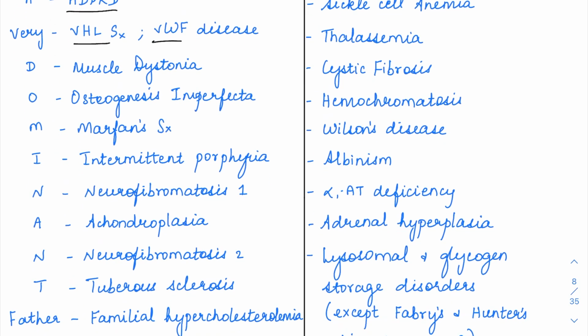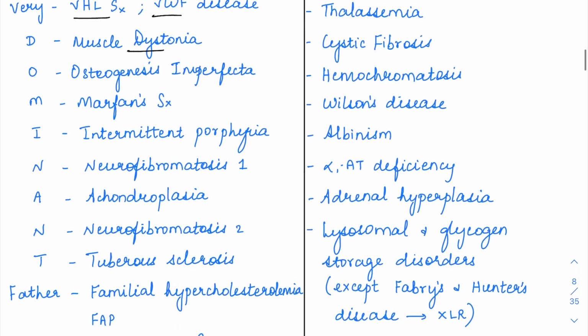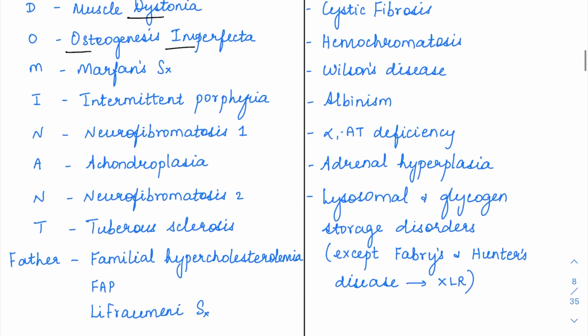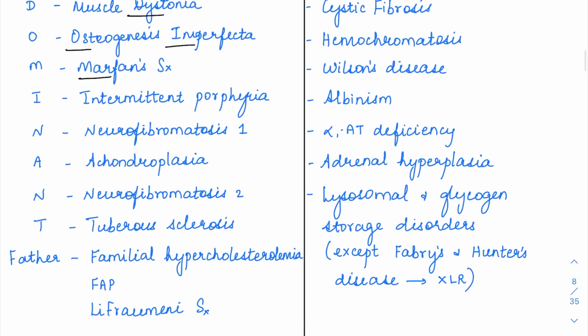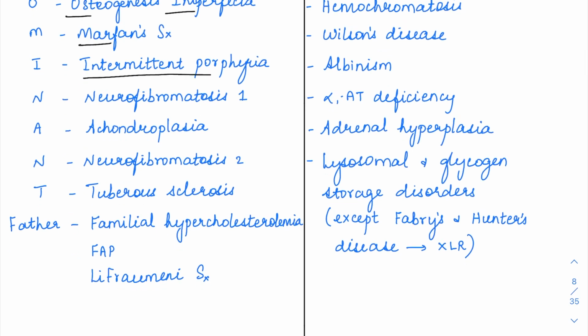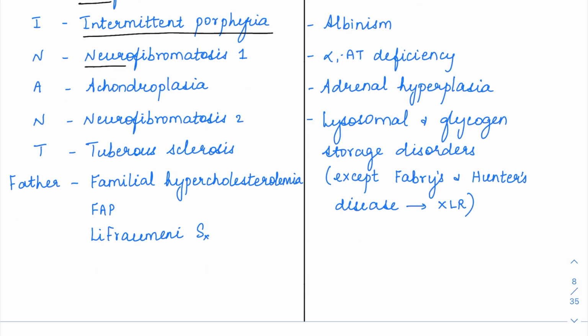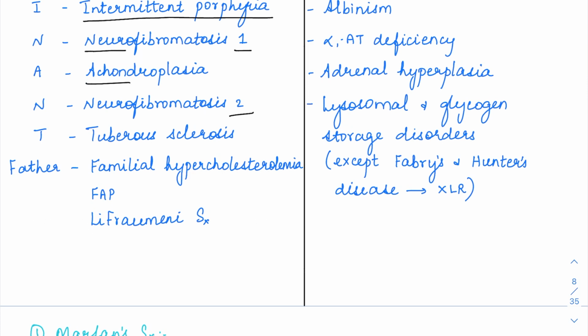Then for D, we are going to have muscle dystonias. Then O for osteogenesis imperfecta, wherein collagen is going to be defective. Marfan syndrome, here again, there is fibrillin gene which is going to be defective. Then we have intermittent porphyria, which is a porphyria group of disorders. Then we have both neurofibromatosis type 1 and type 2. Then we have achondroplasia, in which the classical history will be a very short person, having both upper limb and lower limb which are quite short. So this kind of a thing will be given for achondroplasia.